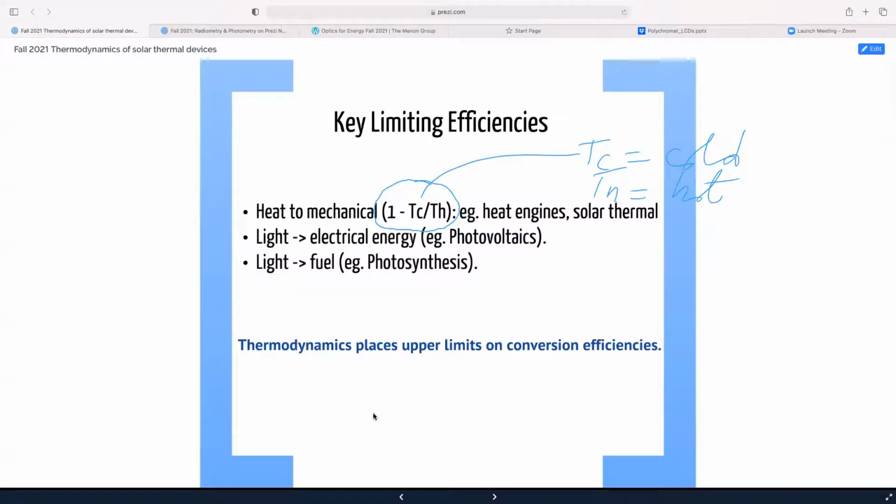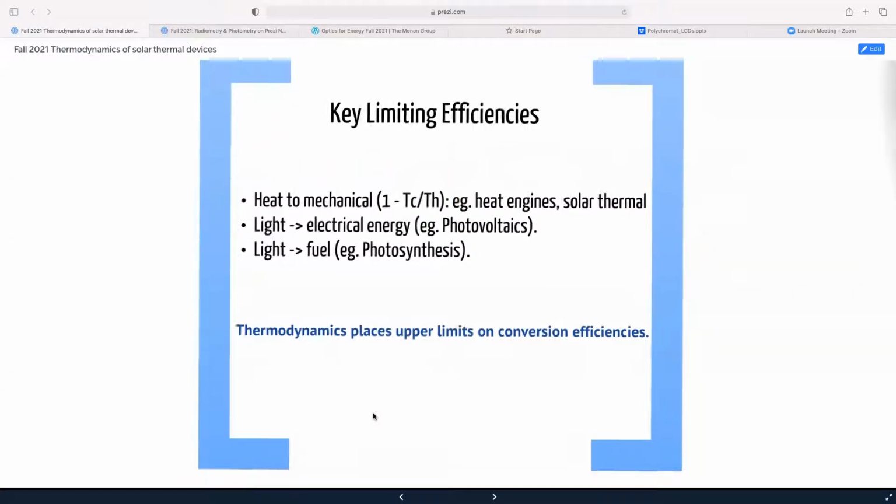So you can also think about, of course, light to electrical energy. The same limit exists in any heat engine. It doesn't matter if you're trying to go from light to heat, light to fuel, light to electricity, or any other form. Everything can be related to this fundamental limit. So that's actually important. And this limit comes from thermodynamics.